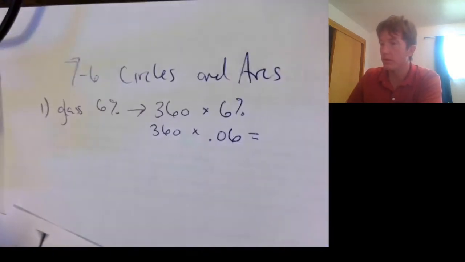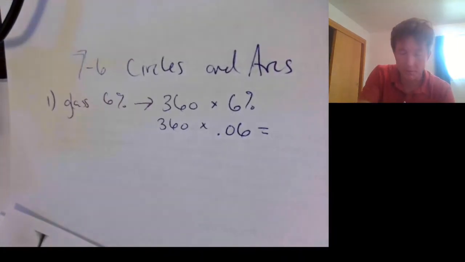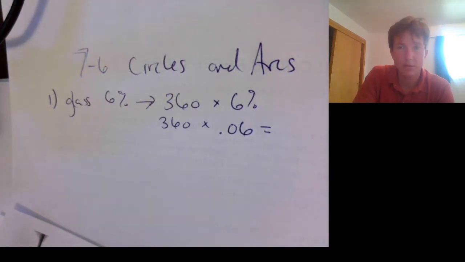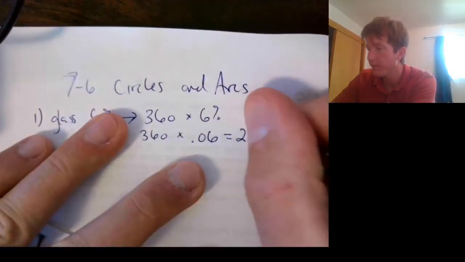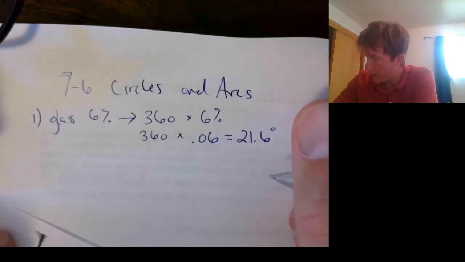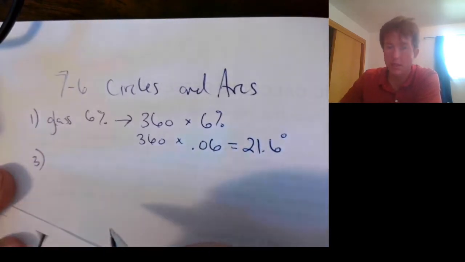So when you put that in a calculator, let me pull up a calculator here on my computer. 360 times 0.06 is 21.6 degrees. So the central angle of glass is going to be 21.6. I'm going to skip the even one.